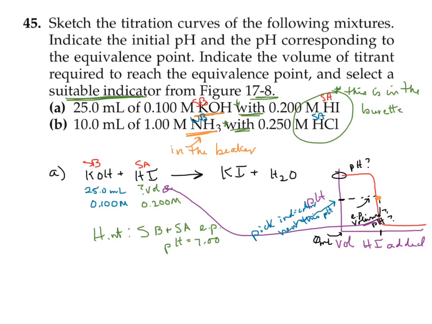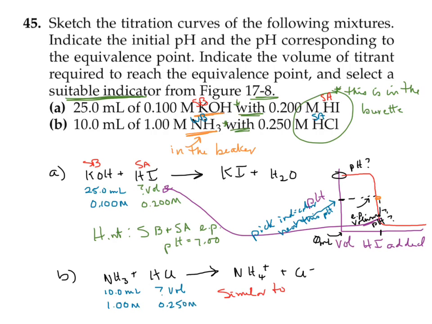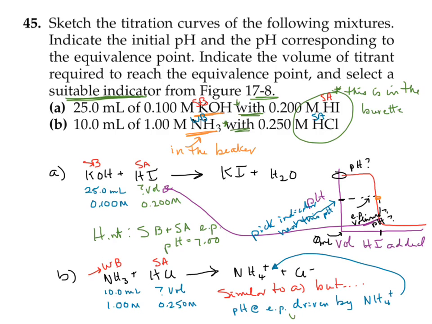Okay, so for B, it's a little bit different. We have ammonia, which is a weak base, and hydrochloric acid, which is a strong acid. Again, your ammonia is going to be in your beaker. Your HCl is going to be in your burette. The thing that's different about this is that at the equivalence point, remember we talked about at the equivalence point, all of this is going to be used up. And what's going to drive the pH is the NH4+.